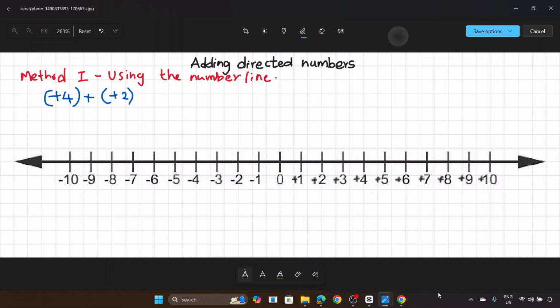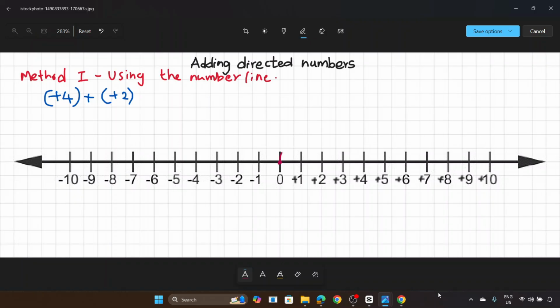Let's use this number line. First, we have to move your pencil to 0. Start from 0 and look at the sign of 4. It is positive. If it is positive, you have to go to the right side of the line. If the number is negative, you have to go to the left side. So in this question, it is positive 4.